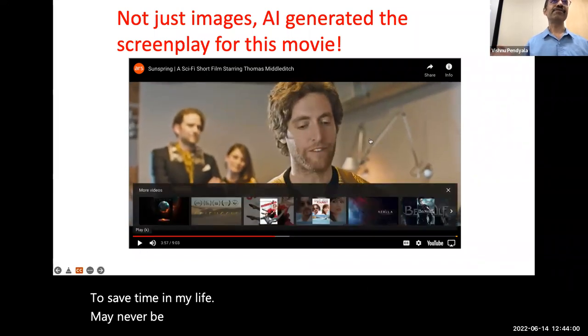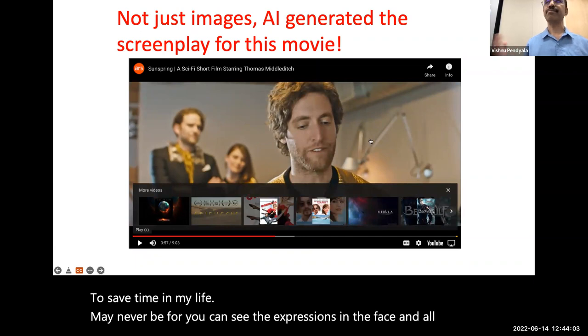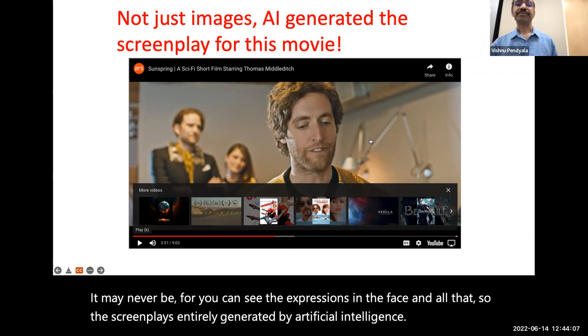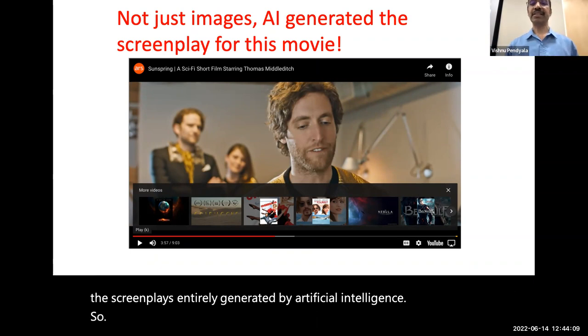You can see the expressions in the face and all that. So the screenplay is entirely generated by artificial intelligence. So that is the power of machine learning.